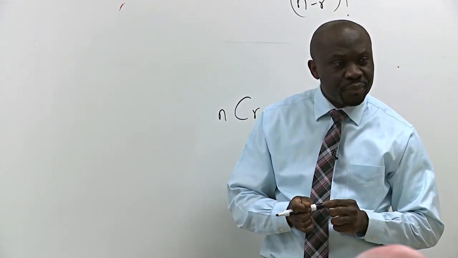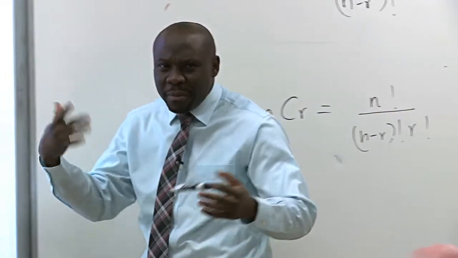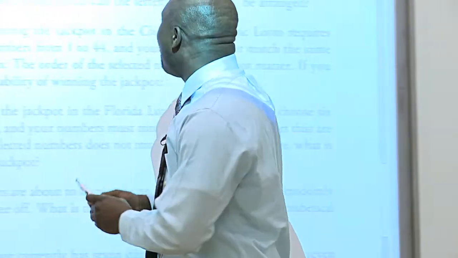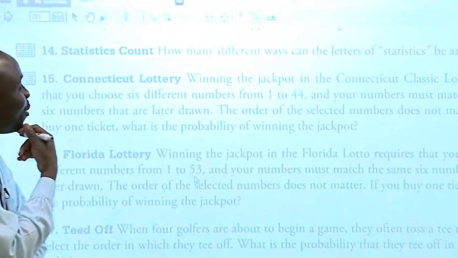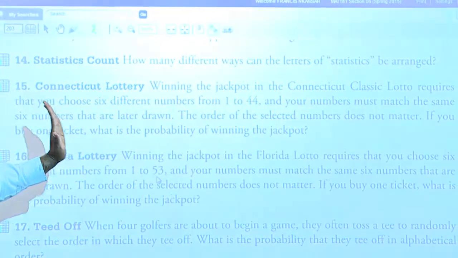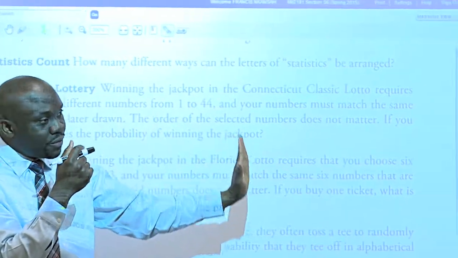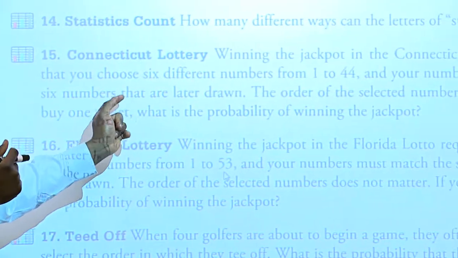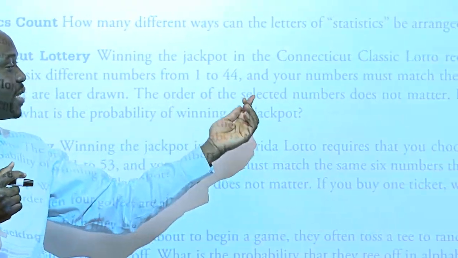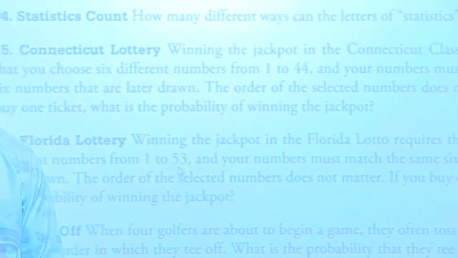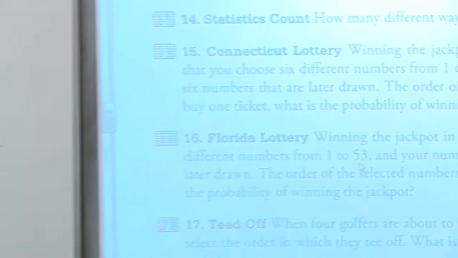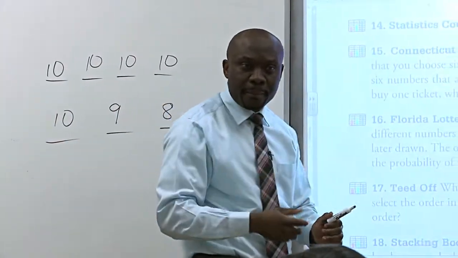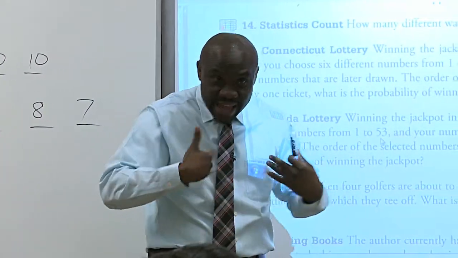I'm going to read it over. Maybe it will make sense. Winning the jackpot in Connecticut Classic Lotto requires that you choose 6 different numbers from 1 through 44, and your numbers must match the same 6 numbers that are later drawn. The order of the selected numbers does not matter. How do we select the 6 numbers?